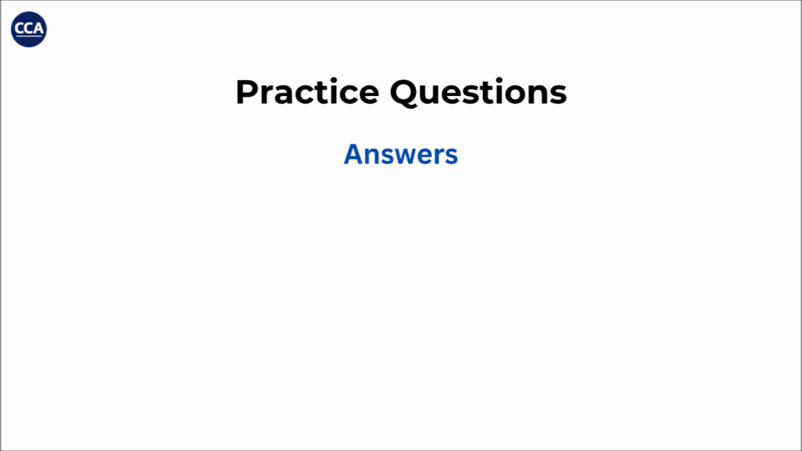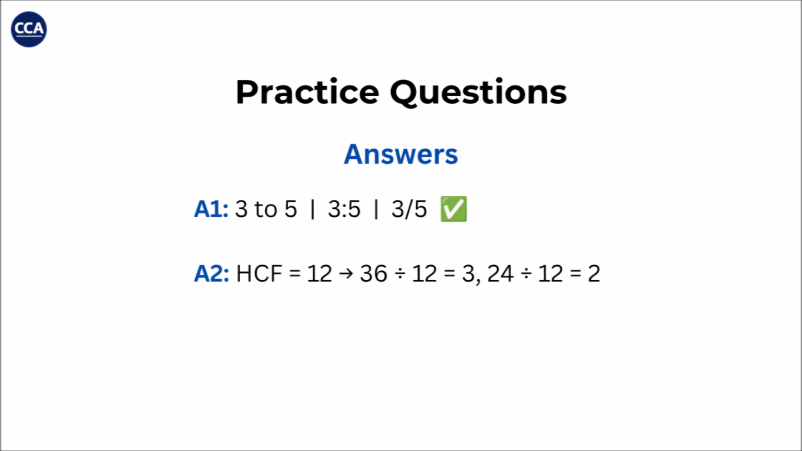Here are your answers. Answer 1. 3 to 5, written as 3:5, written as 3/5. All 3 forms represent the same ratio. Answer 2. The highest common factor of 36 and 24 is 12. 36 divided by 12 equals 3. 24 divided by 12 equals 2. Simplified ratio, 3 to 2.